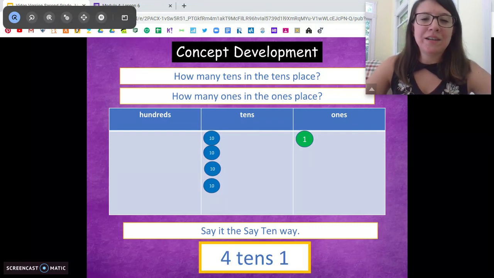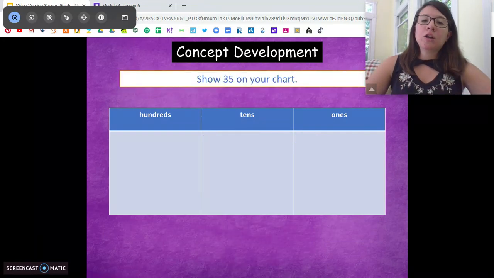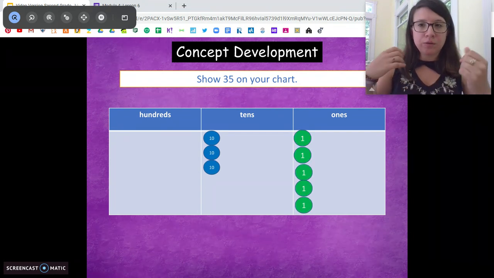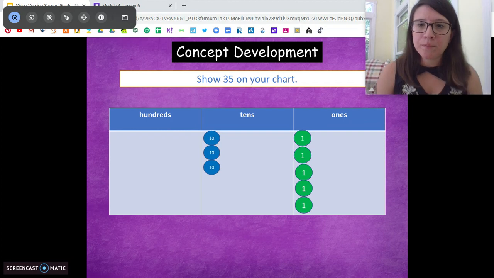Four 10s, 1. Awesome work. All right, go ahead and show 35 on your chart again. Clear off the four 10s, 1. Show 35 on your chart. Pause and do that now.